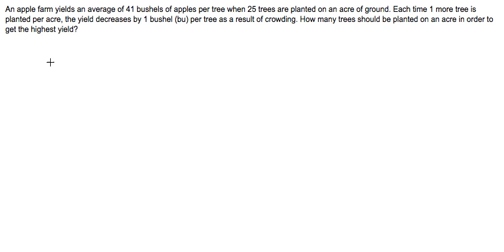Or in other words, we want to maximize the number of bushels. That's what the highest yield means. So we want to maximize the number of bushels. I'm going to call that B. Okay, we need to define a variable, though, in order to work this problem.